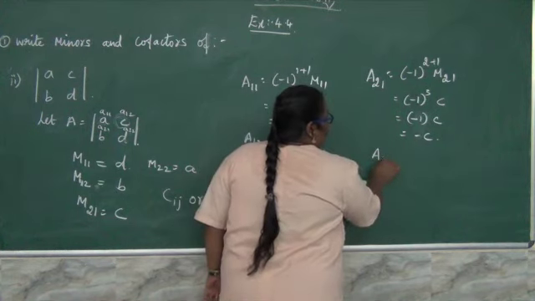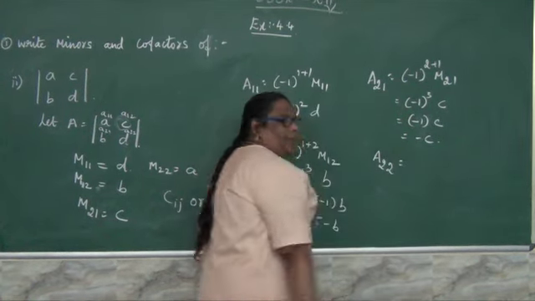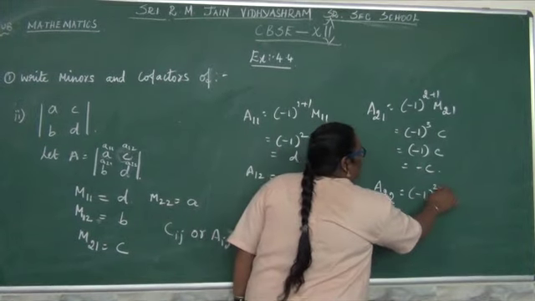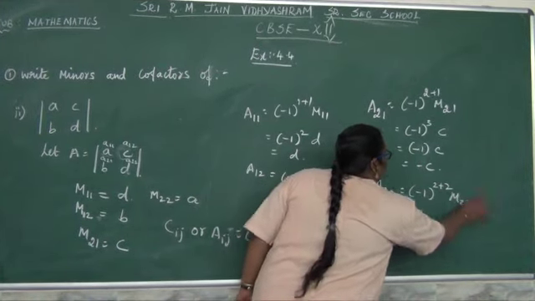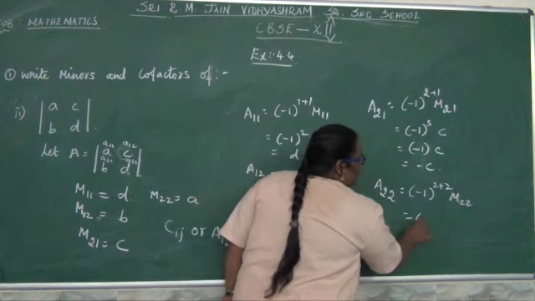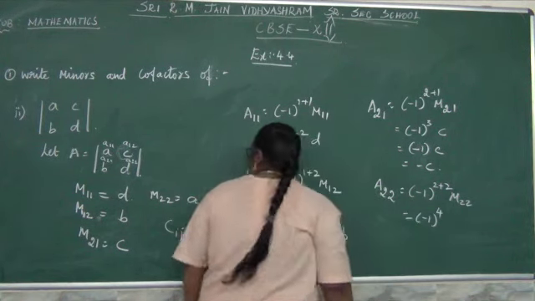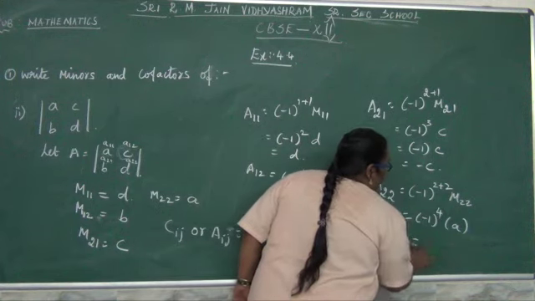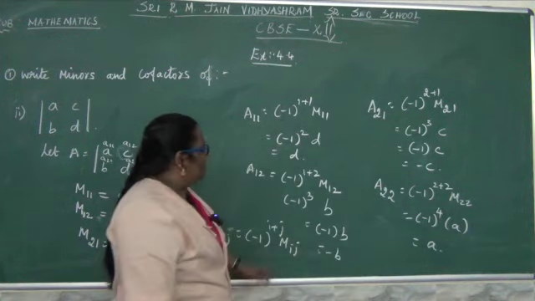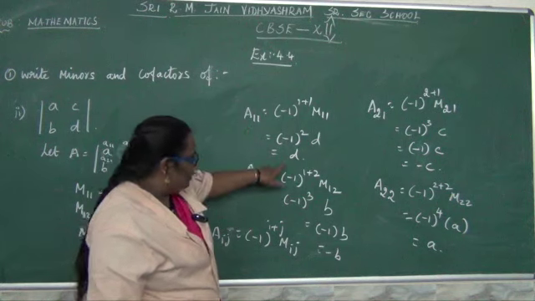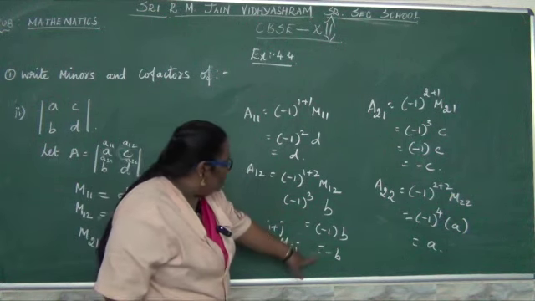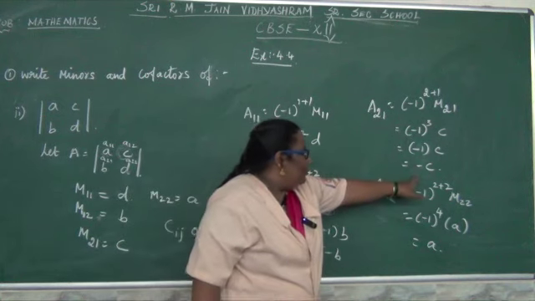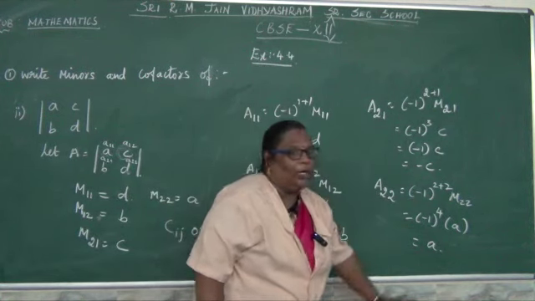Next, A22 equals minus 1 whole power 2 plus 2 into M22, so minus 1 the whole power 4. M22 is a. So the answer is a. So these are the cofactors: A11 equals d, A12 equals minus b, A21 equals minus c, and A22 equals a.